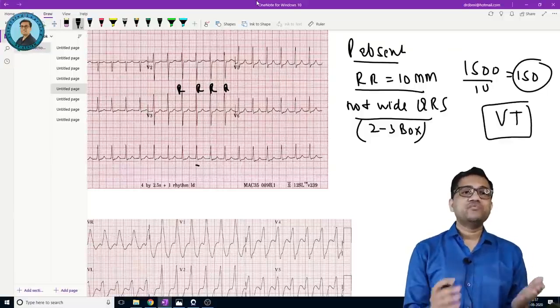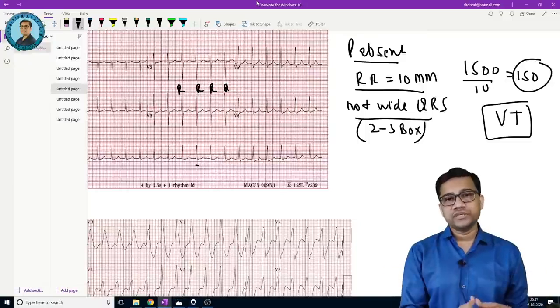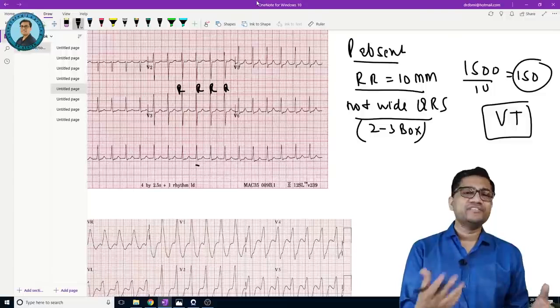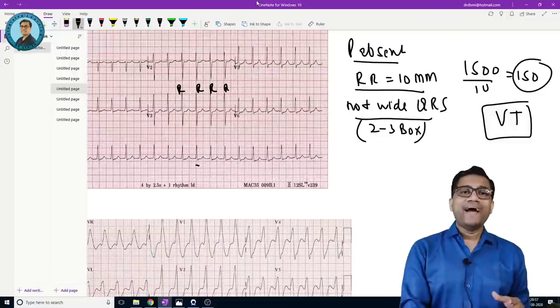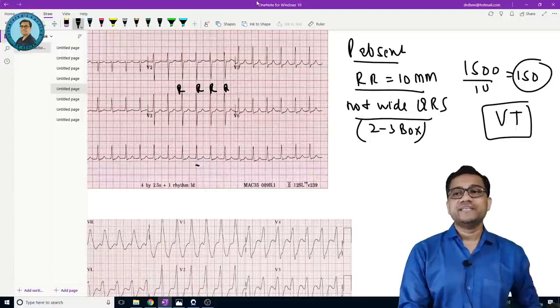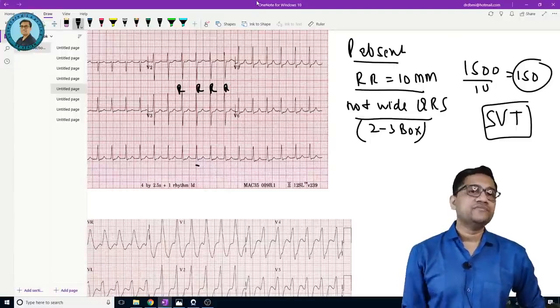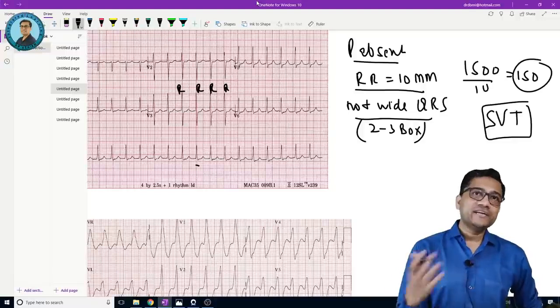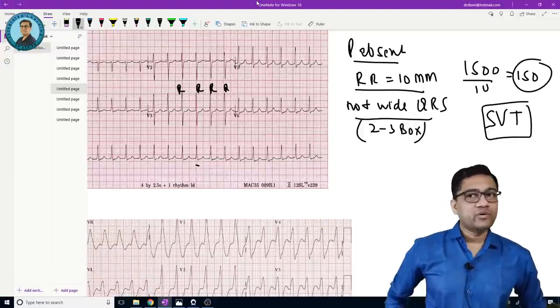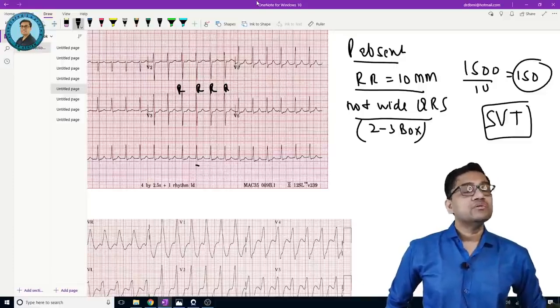Are you clear? But there is what? No abnormal morphologies. You can say monomorphic or various different kinds of shapes. Okay, and you see it is very regular. So this is most likely what? Yes, SVT. So it's an SVT. Clear? And if it occurs suddenly, we call it paroxysmal supraventricular tachycardia. Are you clear? Treatment of choice, adenosine in this case.